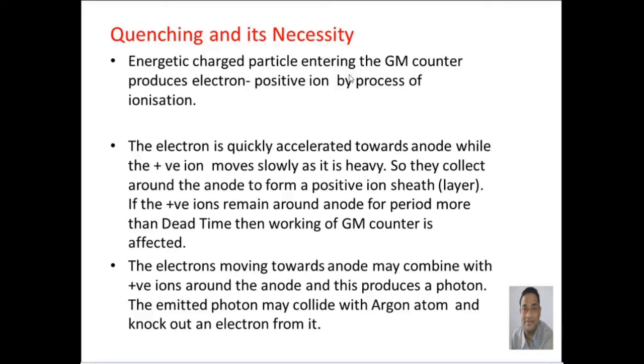The electrons which are moving towards the anode may combine with the positive ion, and we know that whenever a positive particle and a negative particle combine with each other, there is annihilation, meaning destruction, and in that process a photon is given out. So when the electron combines with the positive ion around the anode, it produces a photon. This emitted photon may collide with the argon atom, and in that process it may knock out an electron from it.